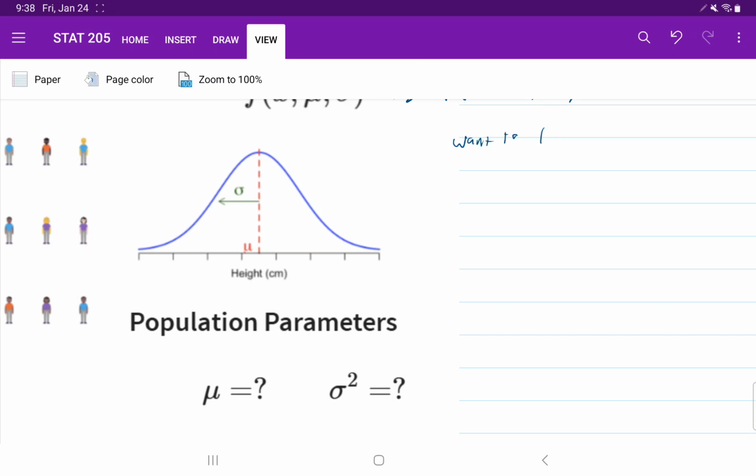In order to do that, we take a simple random sample from that population. Then I want to use that random sample to give me some sort of plug-in estimate, a guess for these two parameters that we don't know.